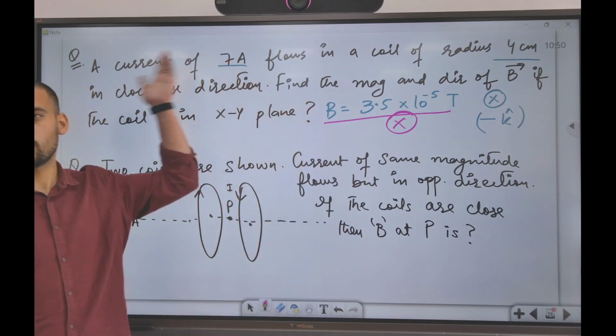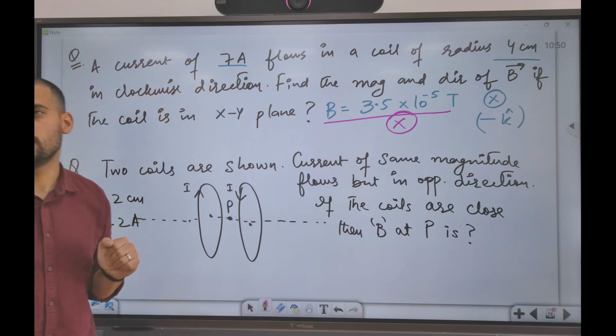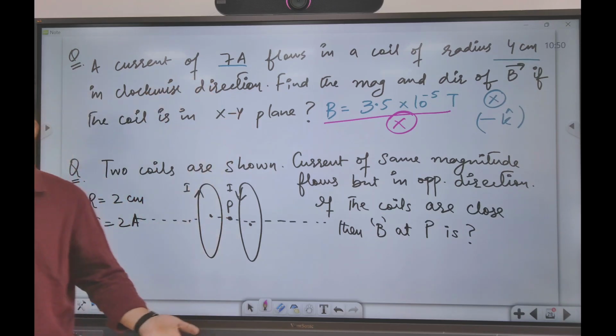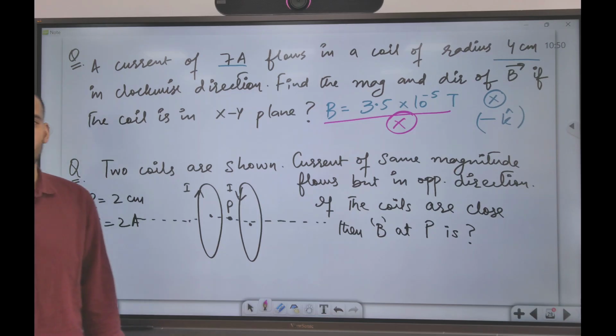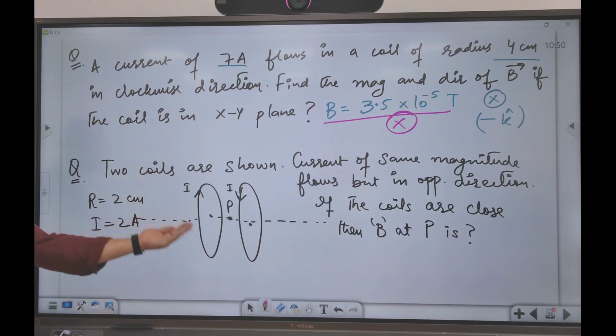Because you are using a wrong expression. This is a circular loop. There is no pi in the denominator. That's what I told you in the beginning. Is that fine? Yes. Okay, now please do this question.